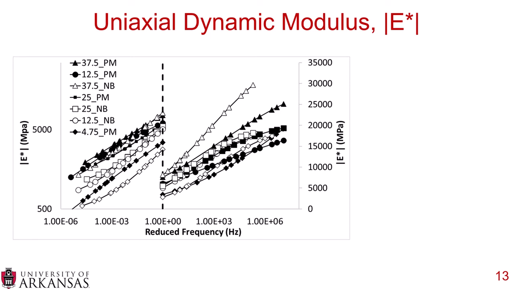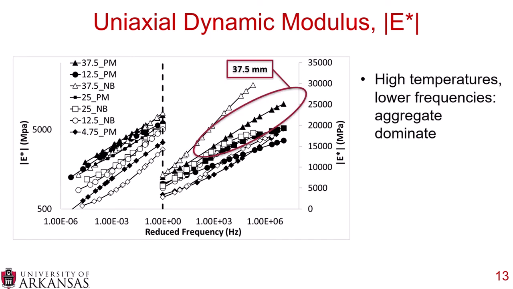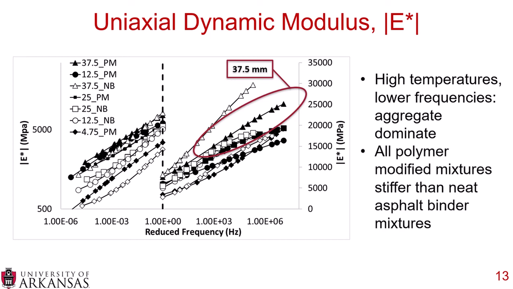So for the uniaxial dynamic modulus, this is the standard testing configuration. At those higher temperatures and lower frequencies, the aggregates really dominate. And this means that the aggregates are performing as they need to be doing. And also all polymer modified mixtures are stiffer than the neat asphalt binder mixtures. So with this standard configuration, both in regards to the nominal maximum aggregate size and the asphalt binder type, the findings really matched expectations. And this is what was expected.